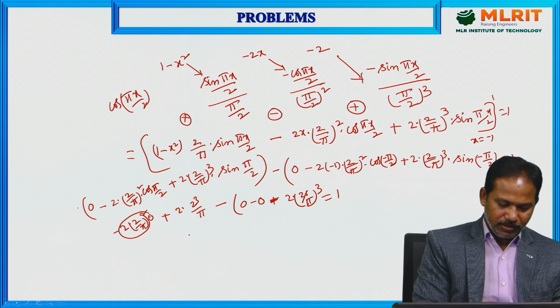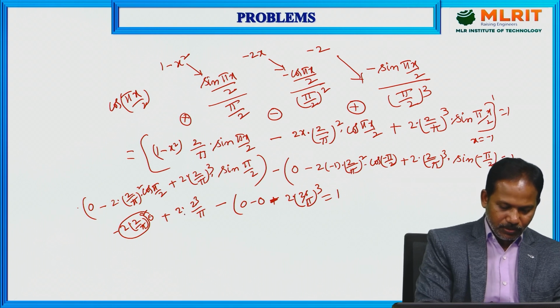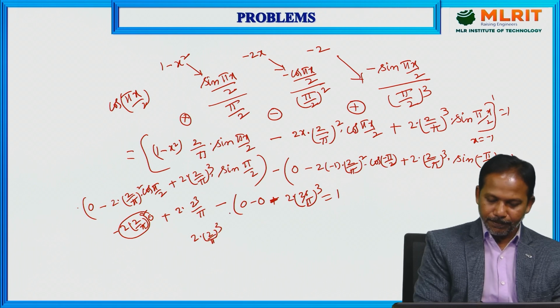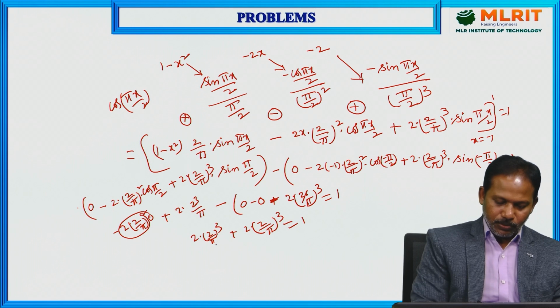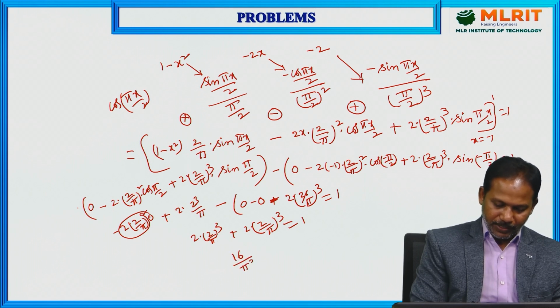So here the total terms we are getting are 2 into (2 by pi) whole power 3. Next, minus into minus is plus, 2 into (2 by pi) whole power 3, is equal to 1. That is, 8 twos are 16: 16 by pi cube plus 16 by pi cube equal to 1.